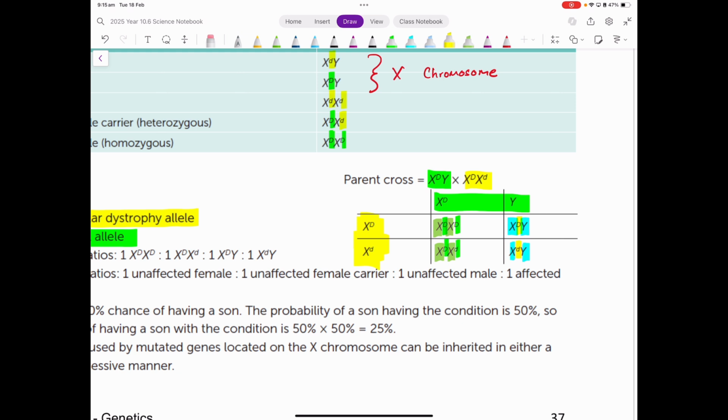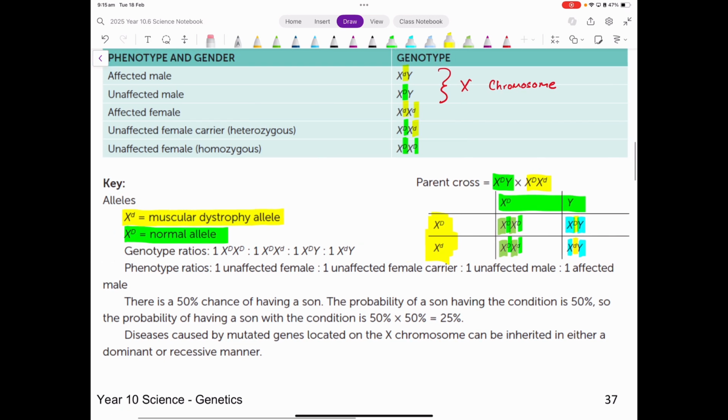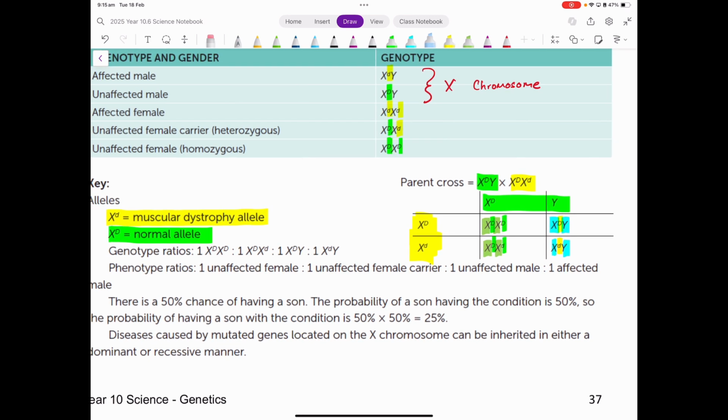So is the female that's heterozygous affected? No, because it's masked by the dominant trait. Okay, good question. So this one here, notice how they've then done ratios. So if I just switch this to like a pink pen or something, the genotypic ratios here, we have a ratio of 1 to 1 to 1 to 1.